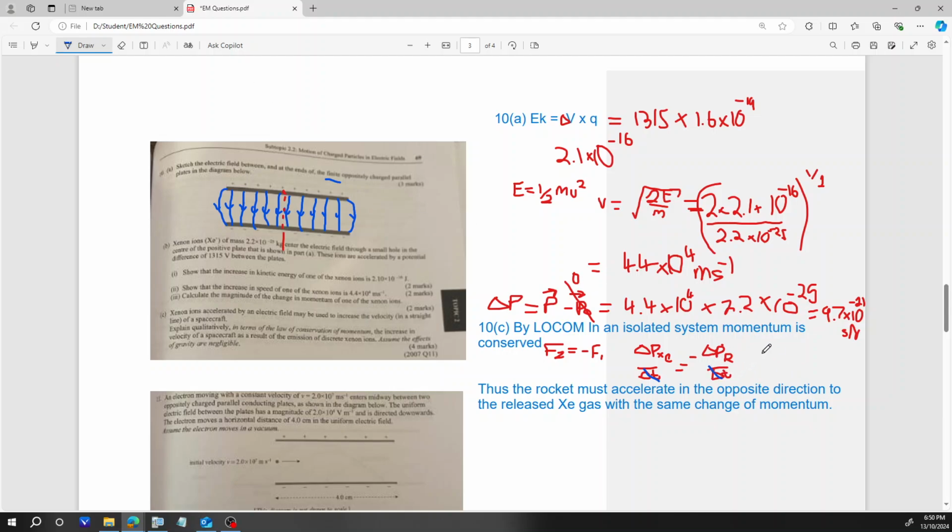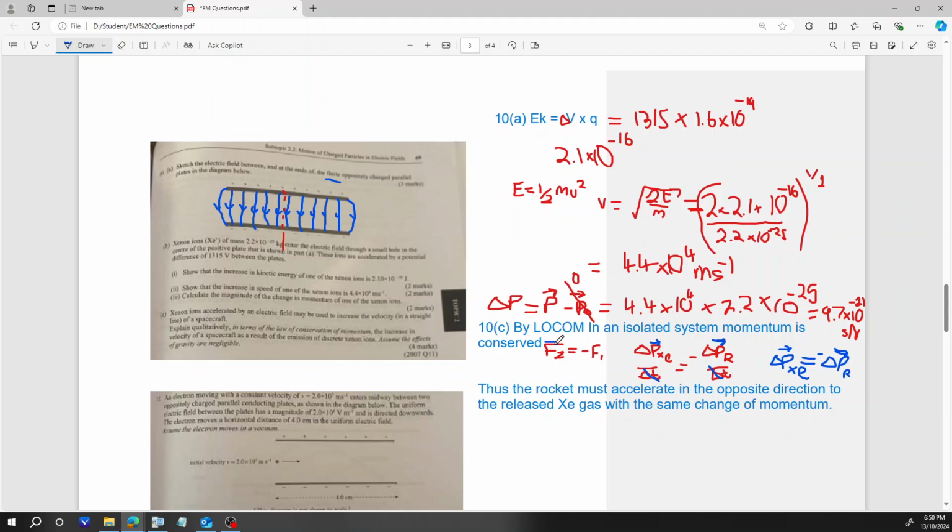And that's another way of expressing the law of conservation of momentum: delta P of xenon is equal to delta P of your rocket in the opposite direction. So there's a minus in there. I'm going to draw some vectors on this one just to make you happy. Happy vectors.